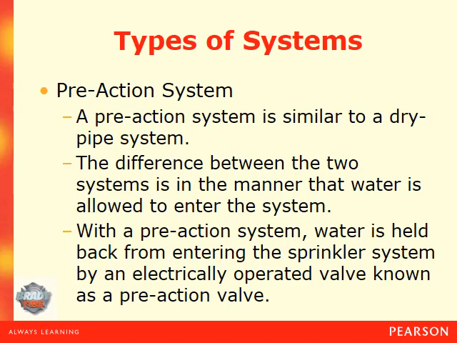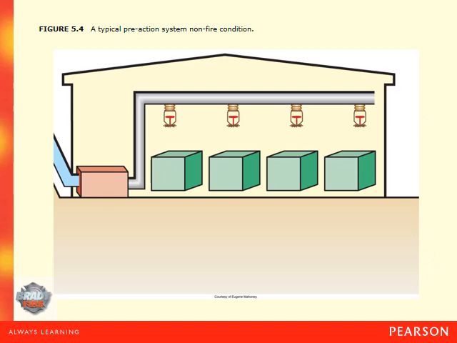A pre-action system is similar to a dry pipe system. The difference between the two systems is in the manner that the water is allowed to enter the system. With a pre-action system, water is held back from entering the sprinkler system by an electrically operated valve known as the pre-action valve. Here's a typical pre-action system.